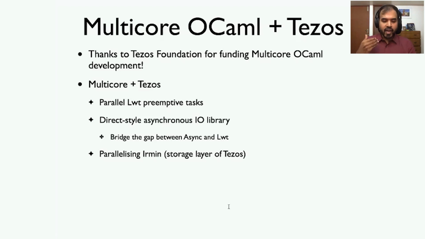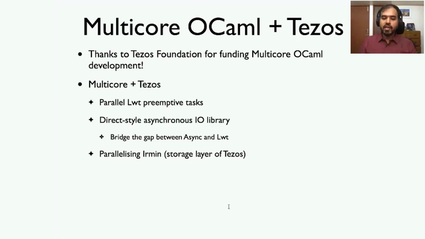But where we are heading is the development of this direct-style asynchronous IO library that I had linked before, right? And the hope is that we can bridge this gap between Async and Lwt that we have in the community today, right? If you pick Async or Lwt, you have to sort of go with one. And we are hoping that this direct-style asynchronous IO library, thanks to effect handlers, which sort of separate out the interpretation from the declaration, can bridge the gap, and we can come up with good semantics that balance both.